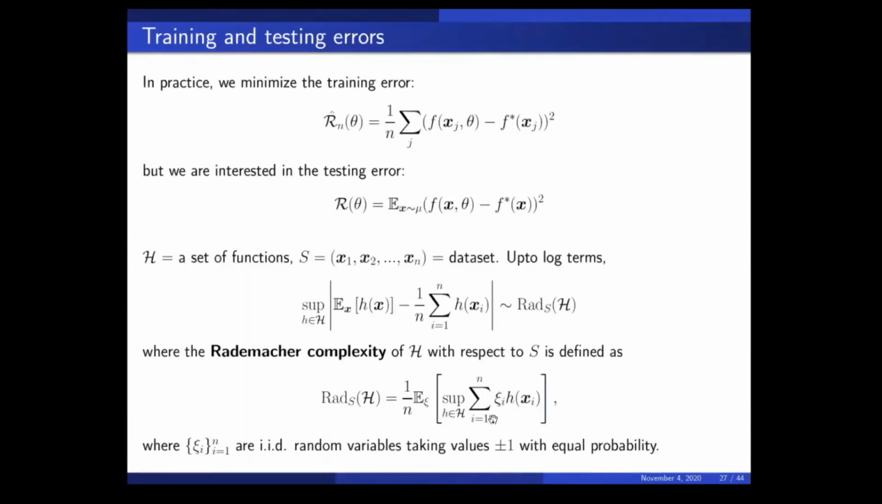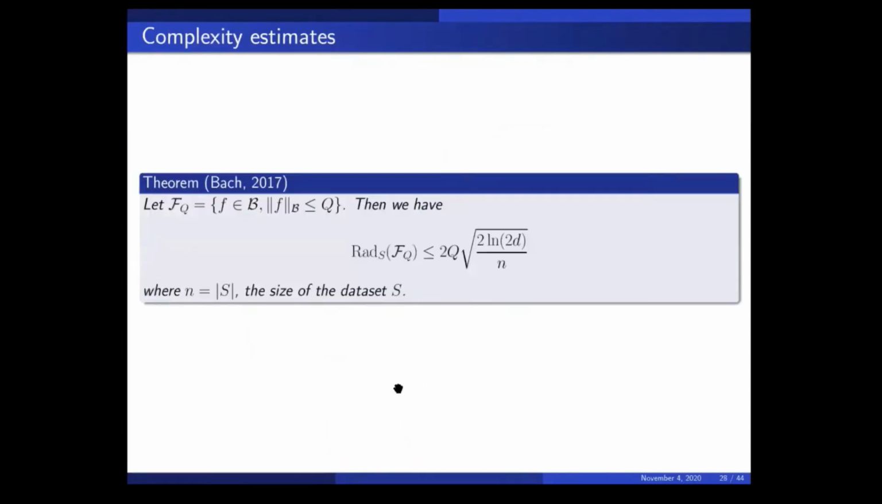So if the function can fit noise very well, that means the set of functions is very complicated. That means the Rademacher complexity is big. That means this difference can be very big. So we want hypothesis spaces with a small Rademacher complexity. Now for Barron functions, if you take a unit ball in the Barron space, the Rademacher complexity is essentially bounded by 1/√n.